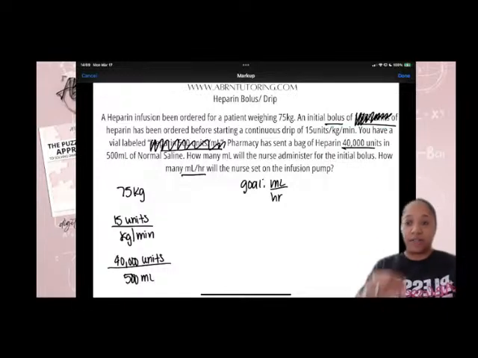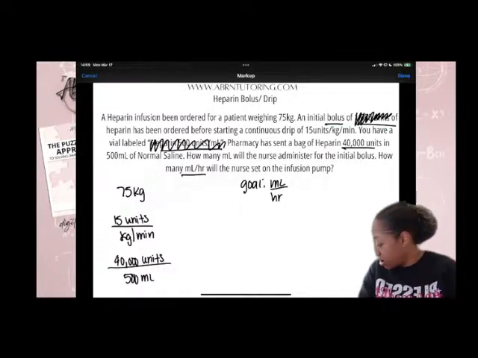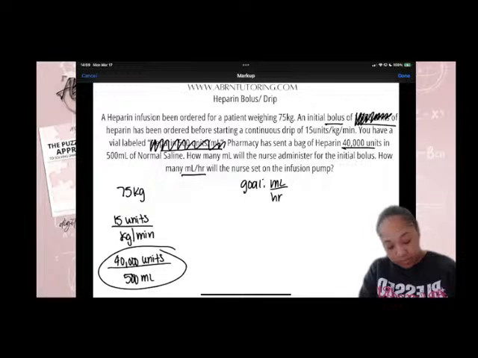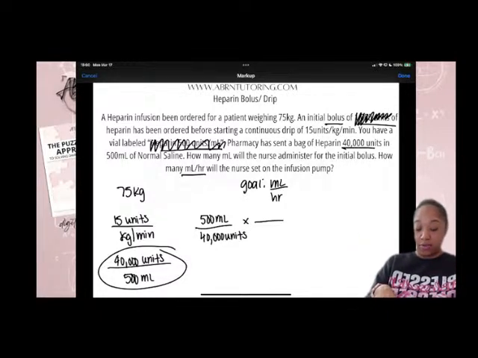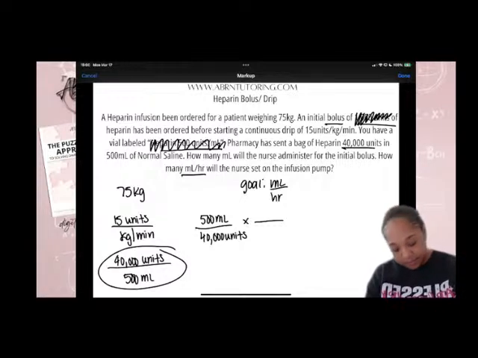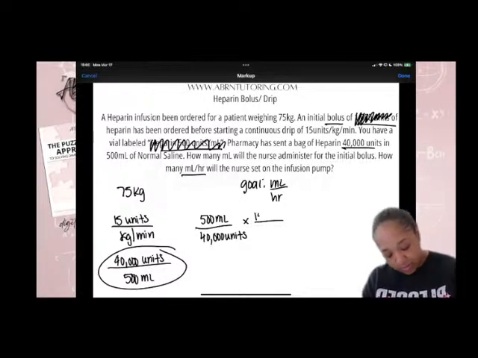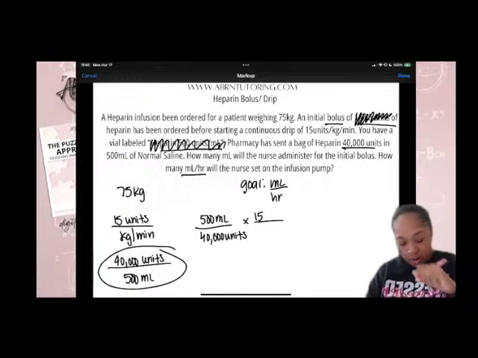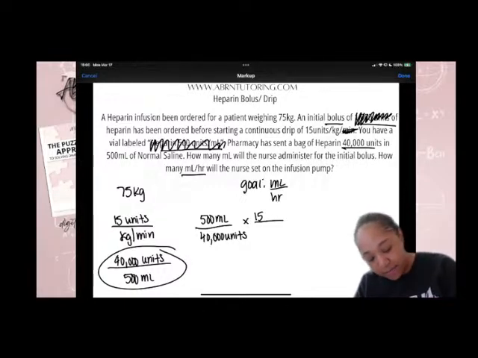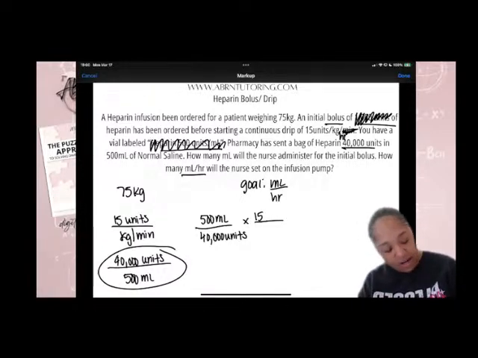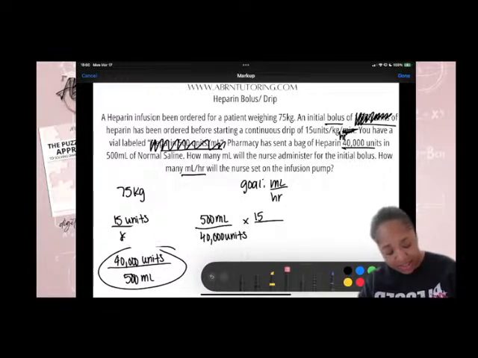All right, so first thing is first. Start with what it is that you're looking for. So, what are we looking for? We're looking for milliliters, right? So, 500 mL over 40,000 units times... Now we got units on the bottom, so we need units on the top. I remember why I didn't like this one, because it's got minutes on there. That should be hour. So we're gonna change it to hours, okay?